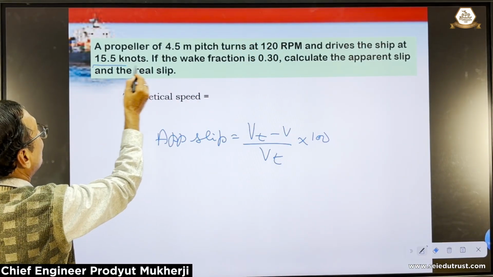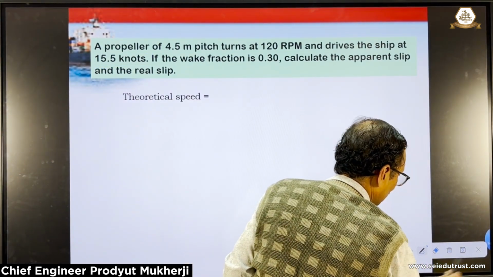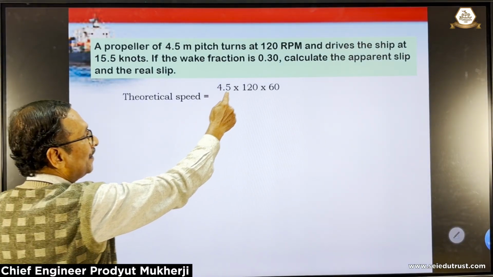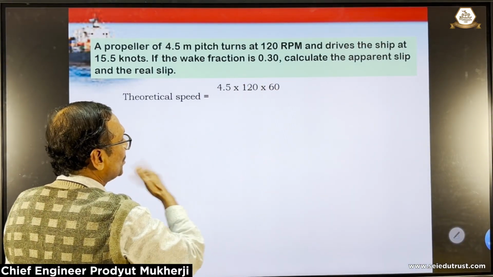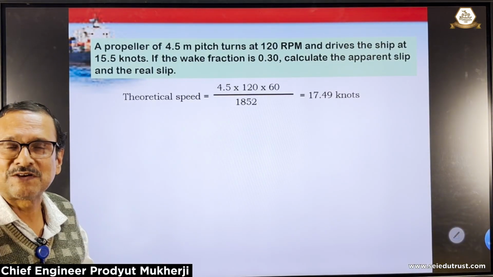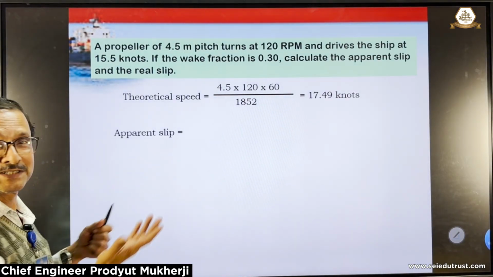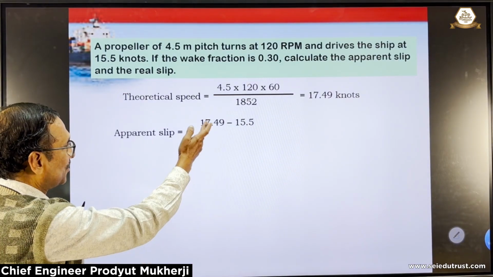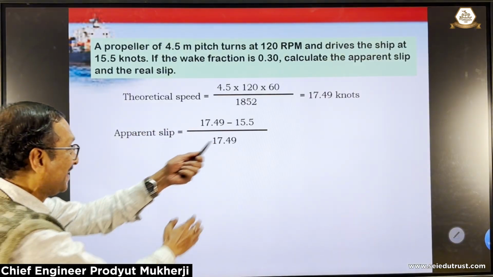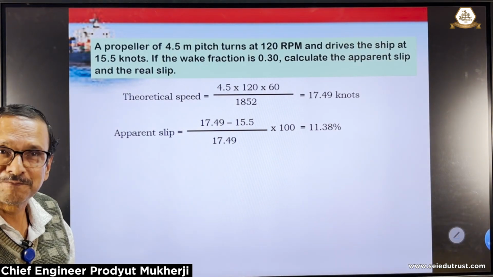And the ship speed is given. So we need to calculate the theoretical speed. So let us calculate the theoretical speed, which is the pitch of the propeller into RPM into 60 divided by 1852. We get the theoretical speed as 17.45 knots. From here, we can calculate the apparent slip, because apparent slip is theoretical speed minus ship speed divided by theoretical speed into 100. This gives us the apparent slip.